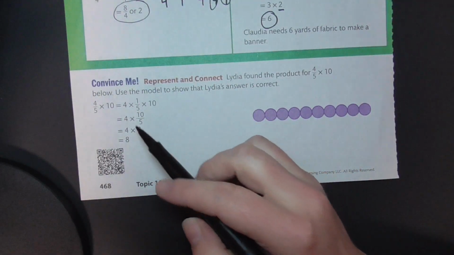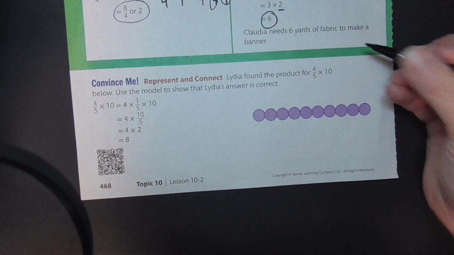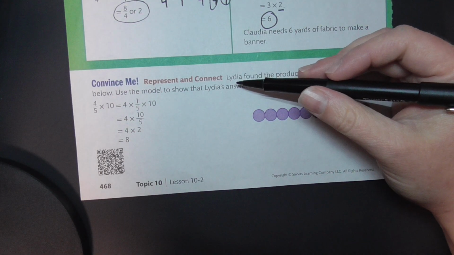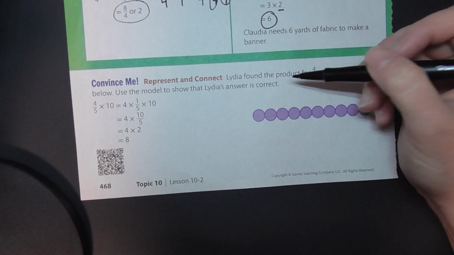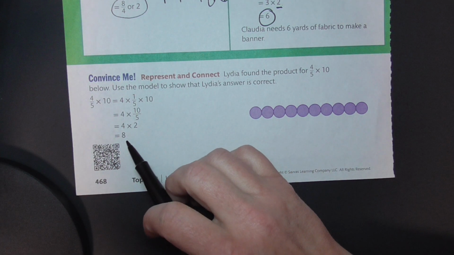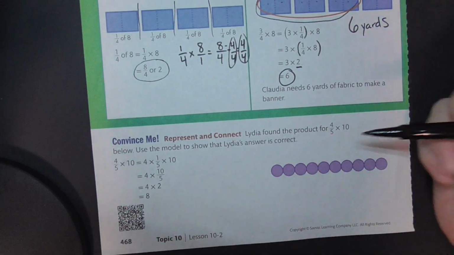Come down here to the convince me, represent, and connect. So Lydia found the product for 4/5 times 10. Below, use the model to show that Lydia's answer is correct. So Lydia did all of this math here, and she came up with the answer 8. And it's really simple for us to check this with a model.